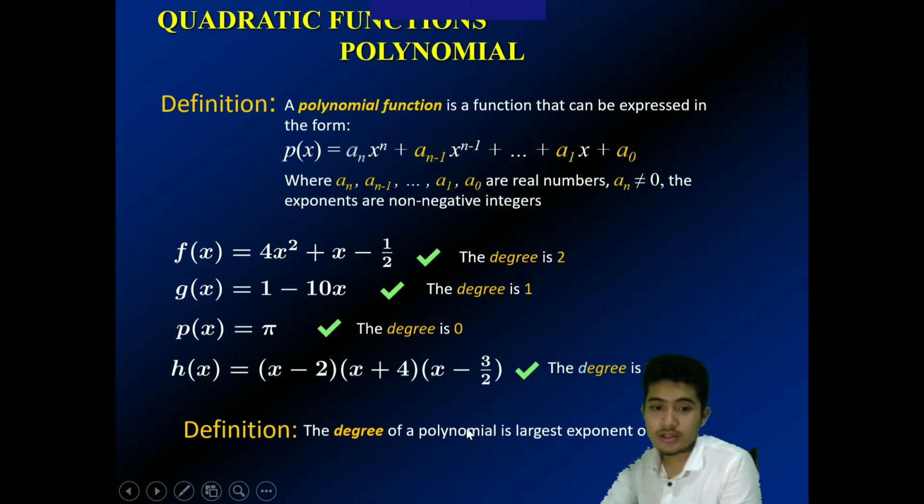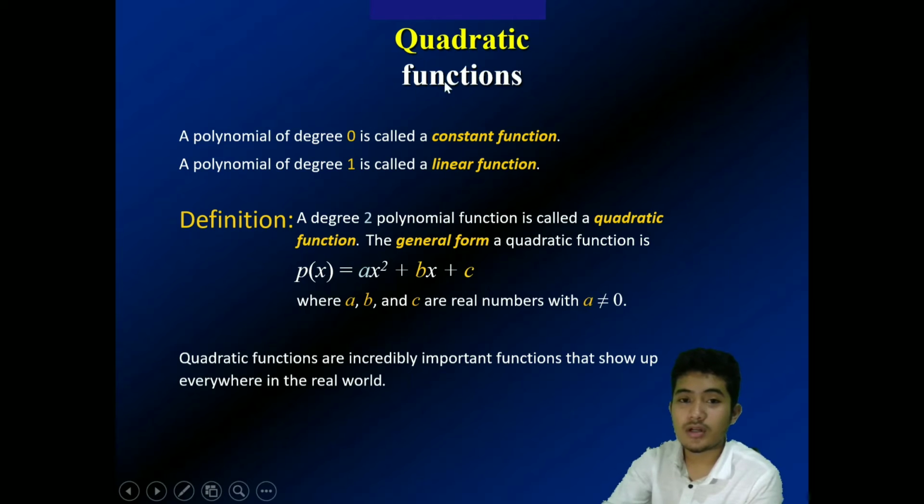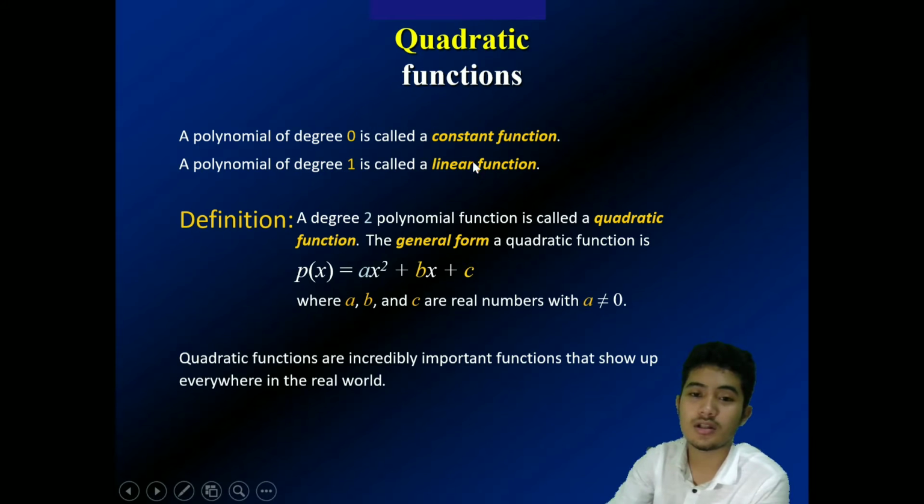Definition: the degree of a polynomial is the largest exponent of x. A polynomial of degree 0 is called a constant function. A polynomial of degree 1 is called a linear function. Definition: a degree 2 polynomial function is called a quadratic function.